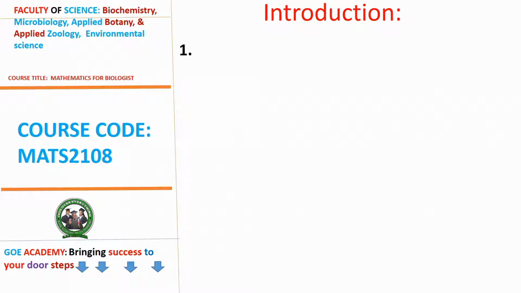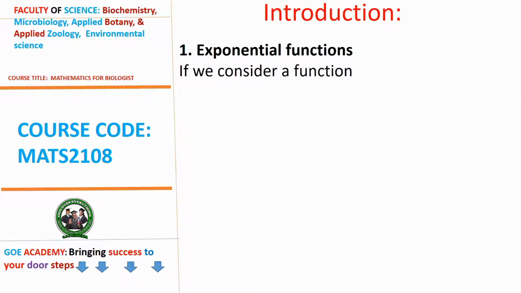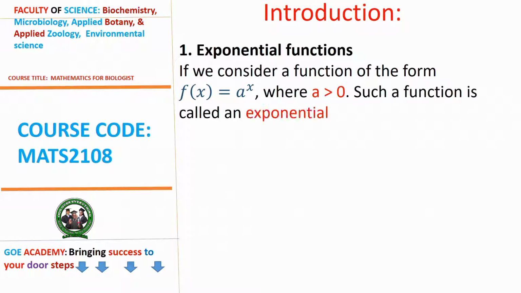What is an exponential function? Let's consider this case. If you consider a function of the form f(x) = a^x, where a is greater than 0, note that a can be any number, say 1, 2, 3, 4, 5, 6, and so on, or a half. A function of this form is called an exponential function.